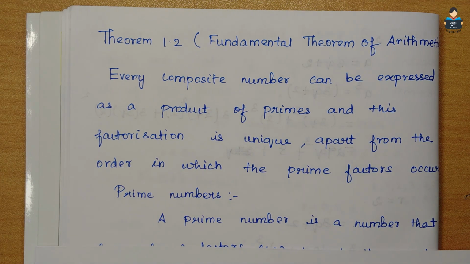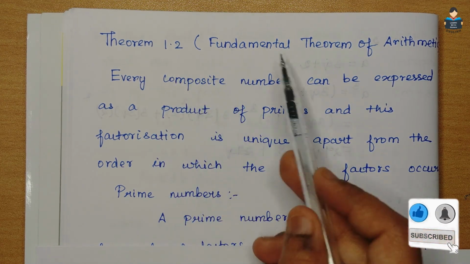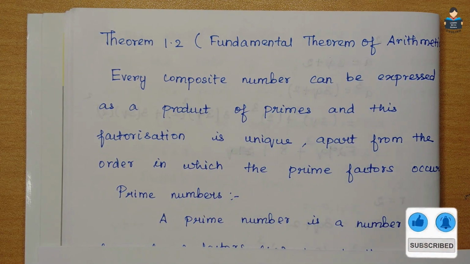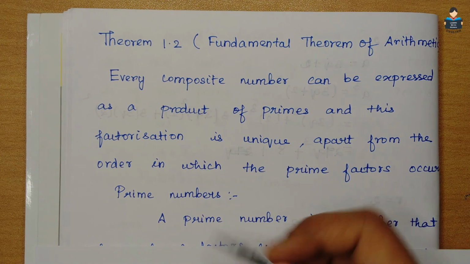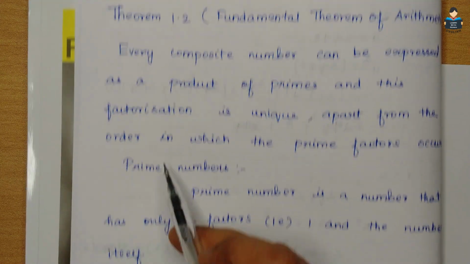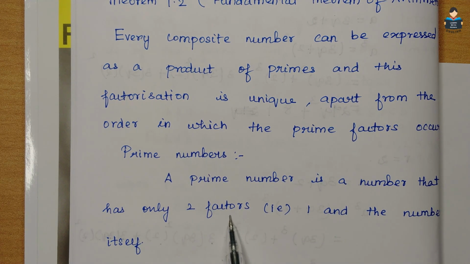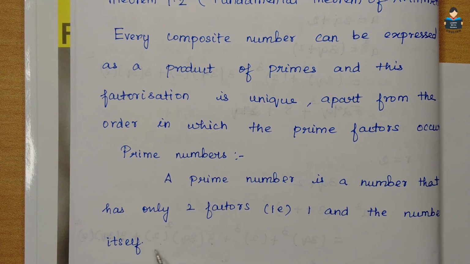In this video, we are going to see Chapter 1 Real Numbers Exercise 1.2 Introduction. In this introduction video, we are going to discuss Theorem 1.2, the Fundamental Theorem of Arithmetic. Before going to this theorem, we are going to see what is a prime number and what is a composite number. A prime number is a number that has only two factors, that is 1 and the number itself.